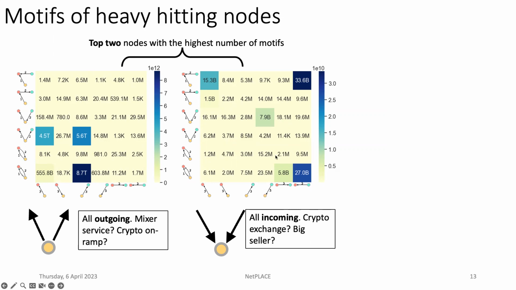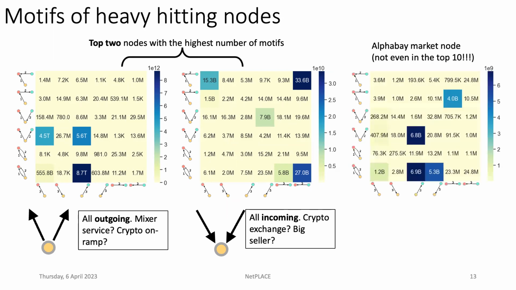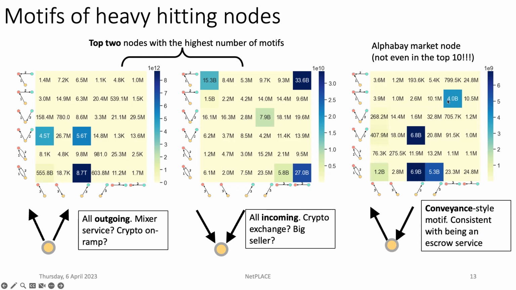And then on the other hand, this node could be an exchange where people send it crypto to receive real world money, or it could be a big seller on Alphabay. And interestingly, the Alphabay market node, which has by far the largest degree in the network, is not even represented in the top 10 in motifs. And some of the motifs that we see in the Alphabay market node are precisely the motifs which are consistent with it being an escrow service, which has mixtures of receiving and then sending money out to different users.